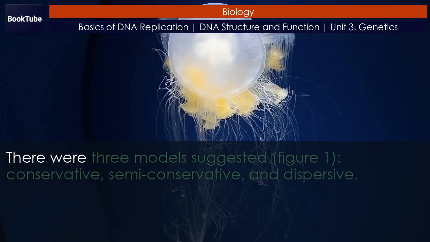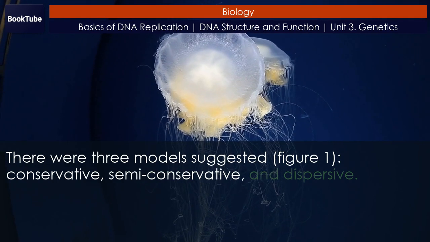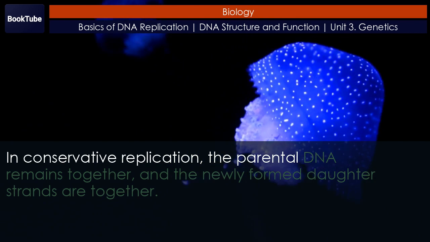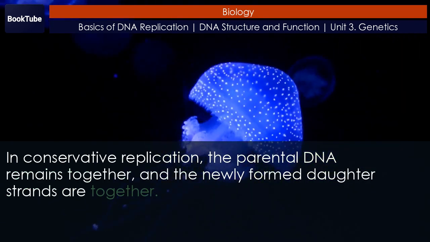There were three models suggested: Figure 1, conservative, semi-conservative, and dispersive. In conservative replication, the parental DNA remains together, and the newly formed daughter strands are together.